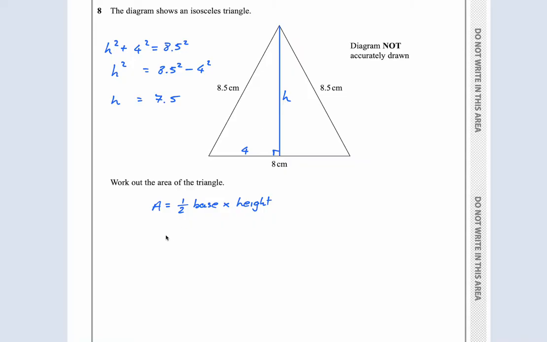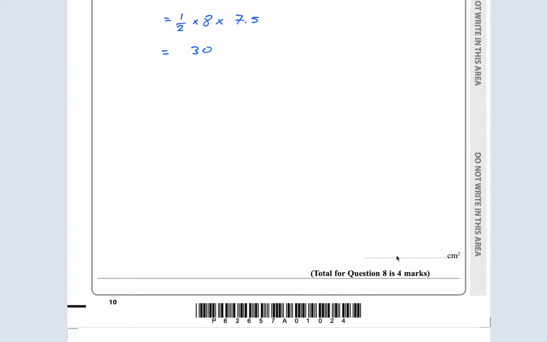Now I know the height. So the area is a half base times height. The base is 8, so it's a half times 8 times the height, which is 7.5. By the way, a half base means a half times the base. I can do this in my head, because 4 times 7.5 is 30. So the area is 30 centimeters squared, which it gives you down there.